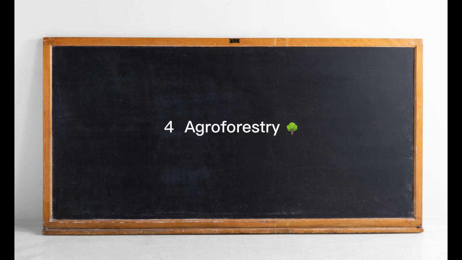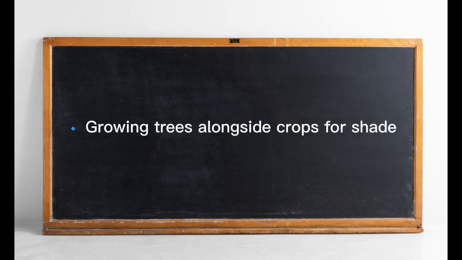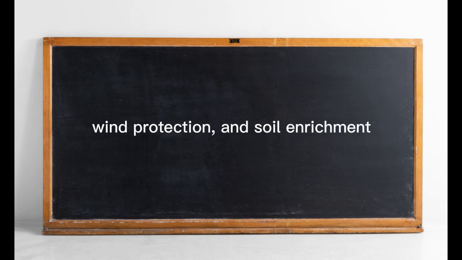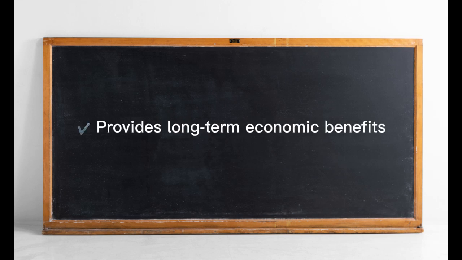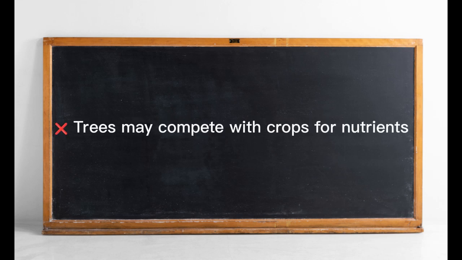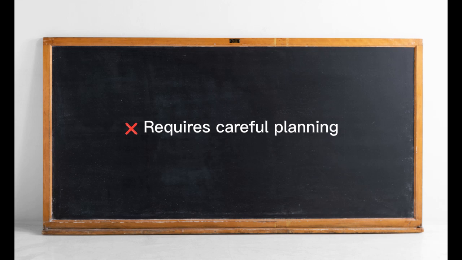4. Agroforestry: growing trees alongside crops for shade, wind protection, and soil enrichment. Trees provide timber, fuelwood, and additional income. Pros: enhances biodiversity, reduces soil erosion, provides long-term economic benefits. Cons: trees may compete with crops for nutrients; requires careful planning.